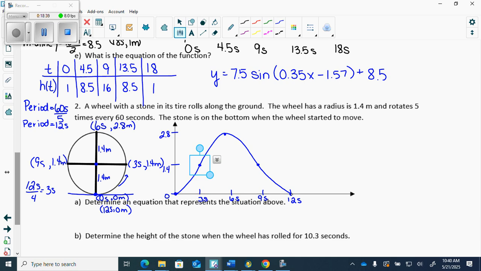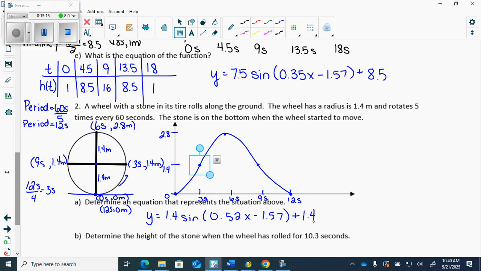Okay? So we have 0 and 0, 3 and 1.4, 6 and 2.8, 9 and 1.4, and 12 and 0. Stat, edit, calc, edit. Okay, so I get y equals 1.4 sine, and to 2 decimal places, 0.52 x minus 1.57, plus 1.4.